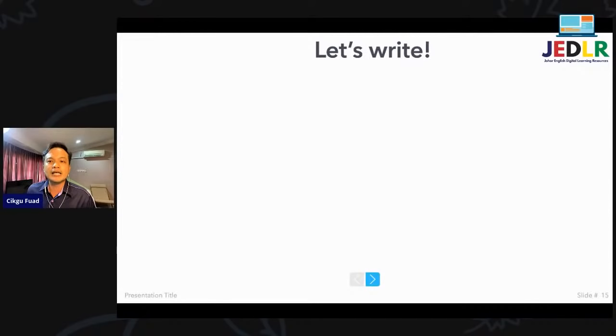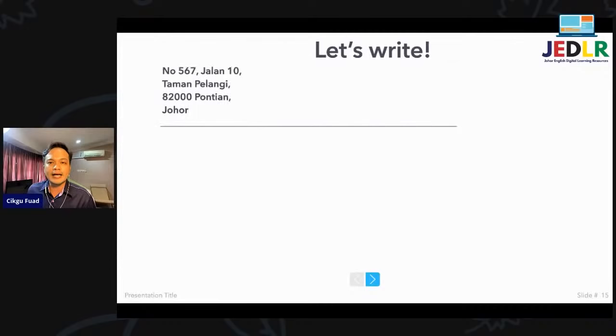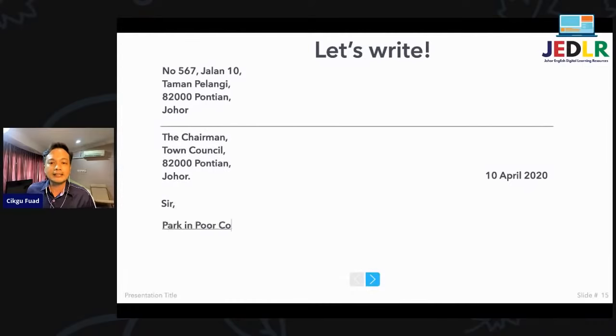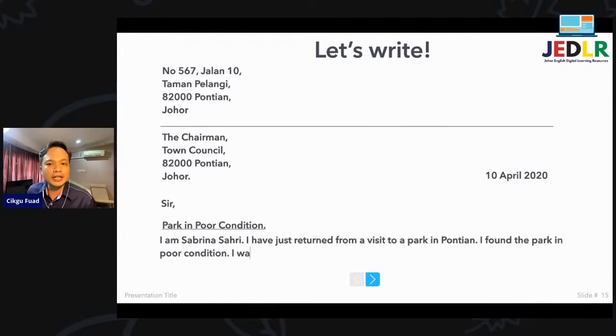So basically this is how your writing will look like. We got the address, then line. After that, we got the receiver's address, the date again, and then sir, and the title, and the introduction that you have prepared just now. So this is the top part of the formal letter. Now you get F1, you get also F number 2 for this one.